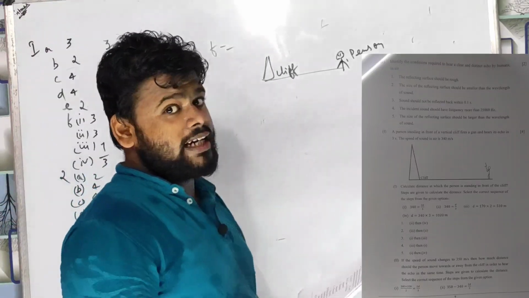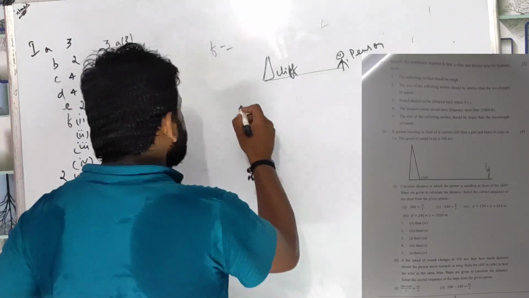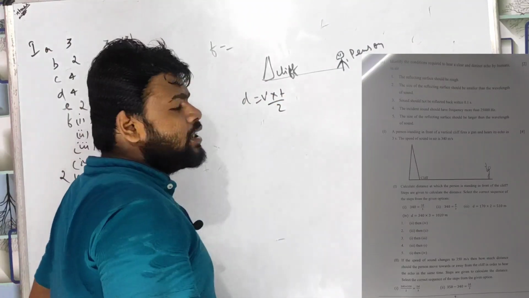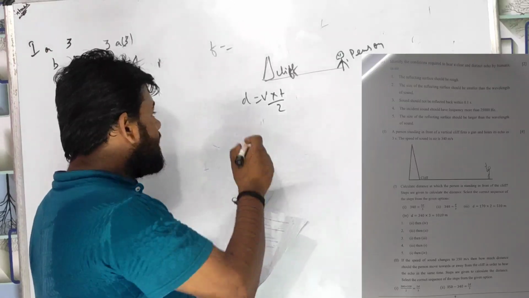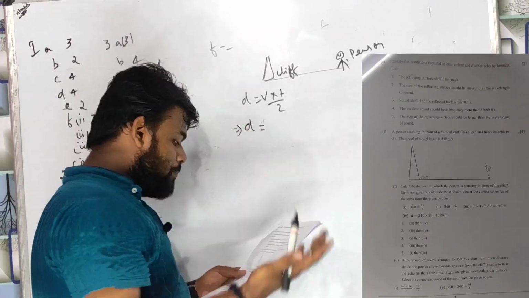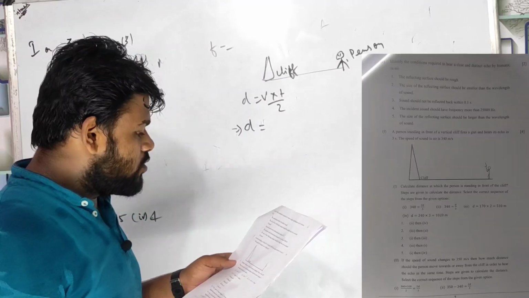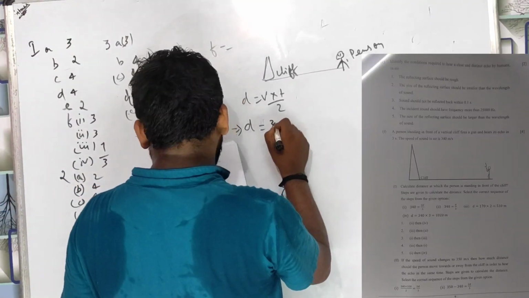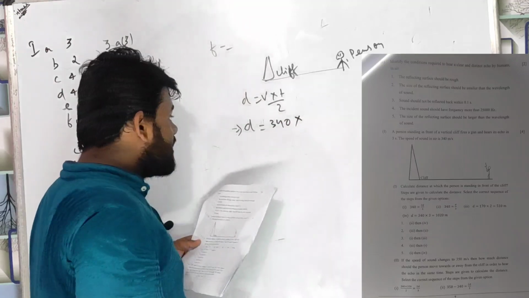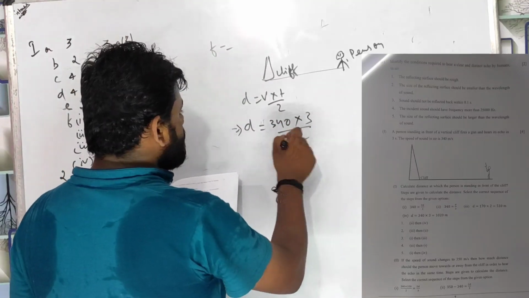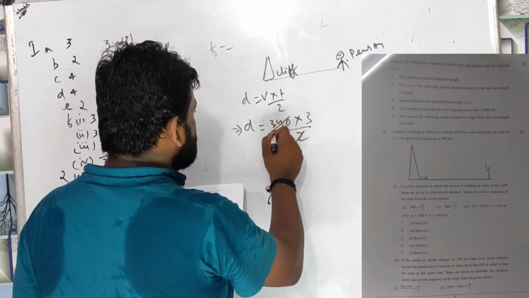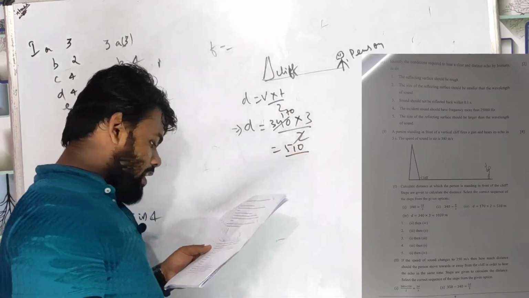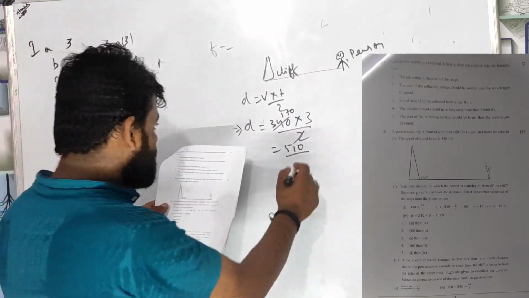What is the formula? Can anyone say the formula? The formula is D equals V into T by 2. What is given here, children? Distance D is not given; D is asked, so calculate the distance. V is the speed, given as 340. T is given as 3, divided by 2. So 340 into 3 by 2 gives 510. The distance is 510 meters.